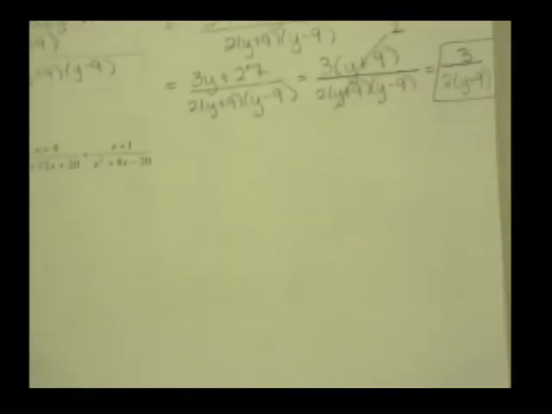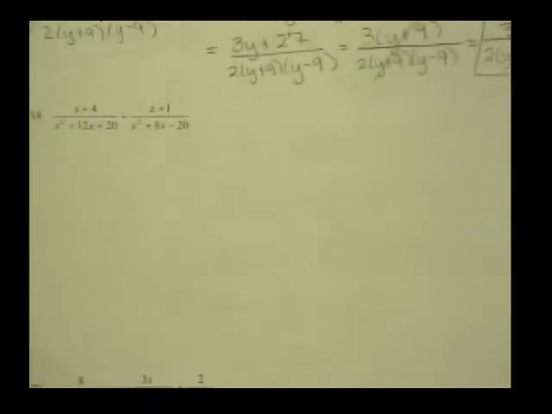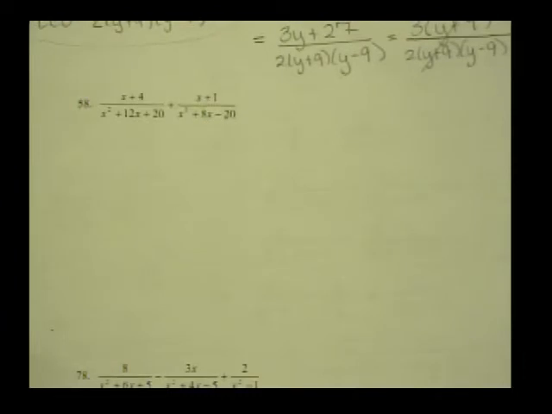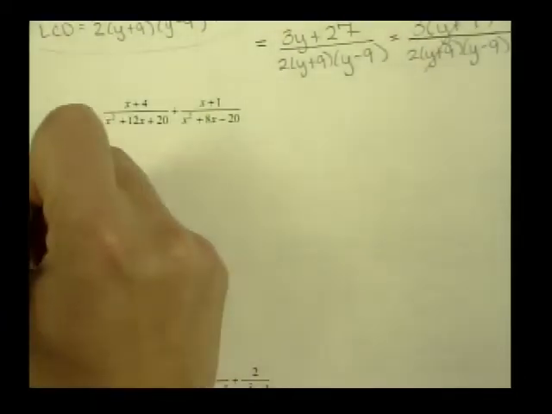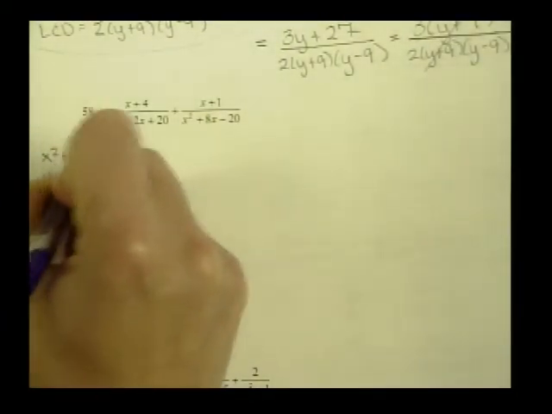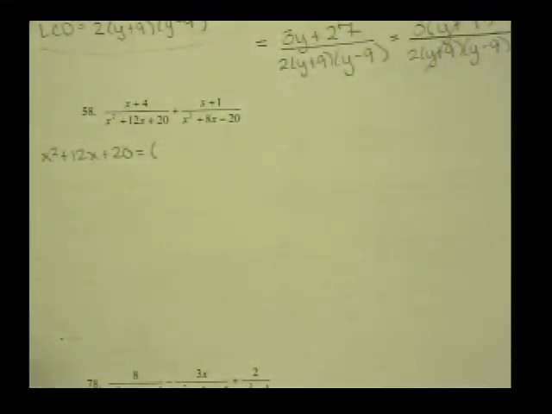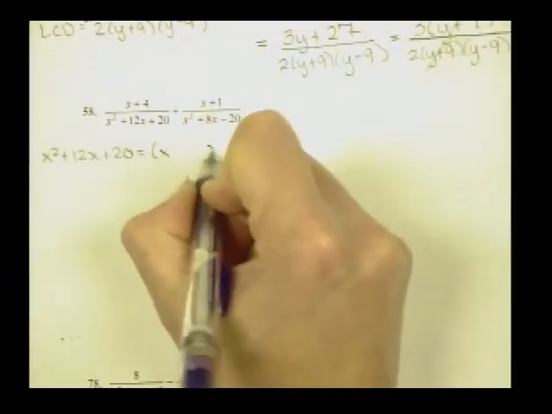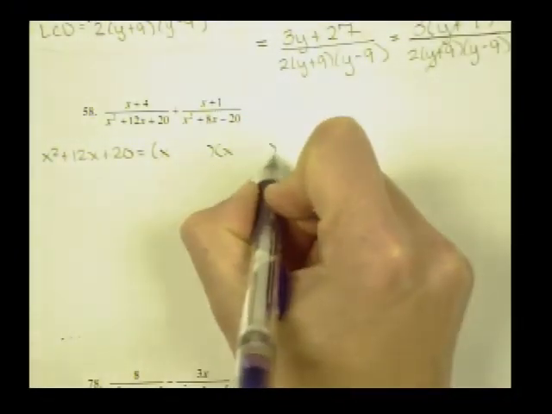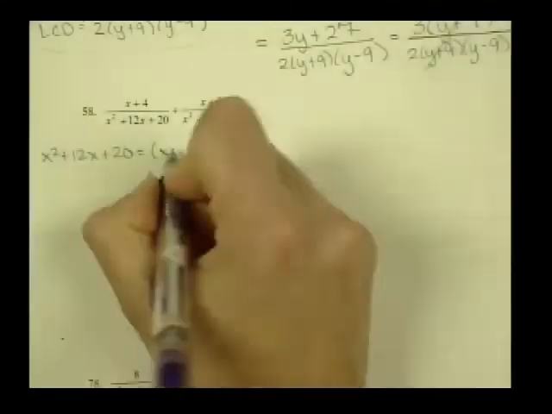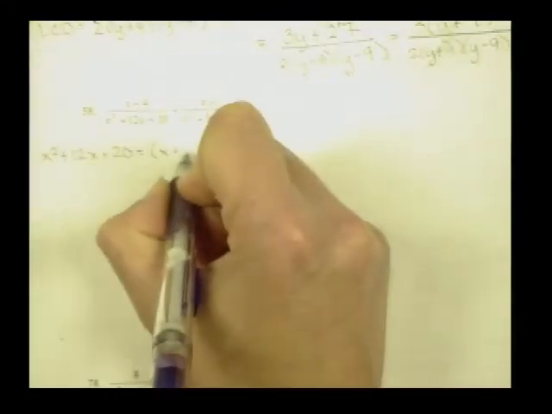Okay, so the next one. So again, 2 different denominators. So let's look at the first one, x squared plus 12x plus 20. And we want to see if we can do anything to factor that. Well, if we can, it's got to be x and x. What would the signs be? Both plus. What factors would work? 10 and 2. And it doesn't matter what order you put them in.